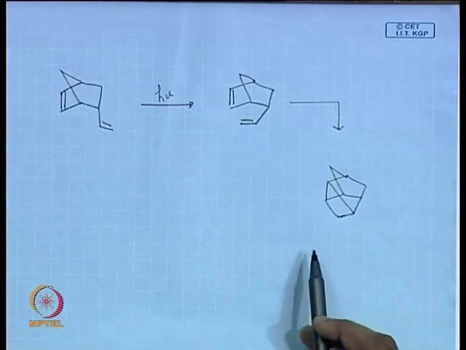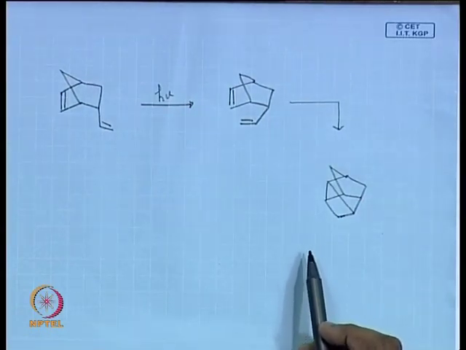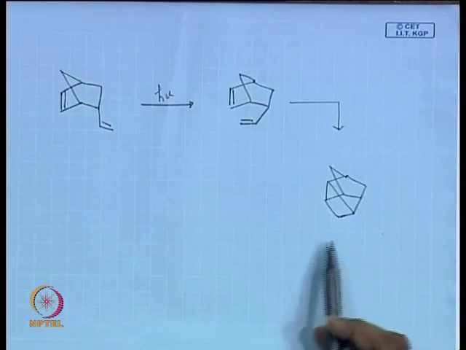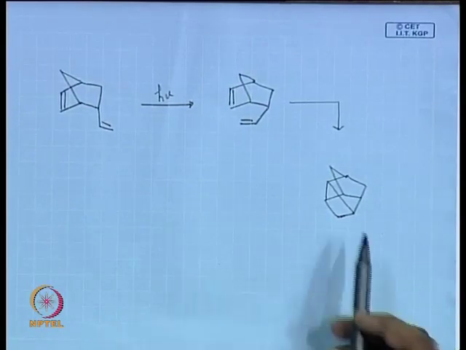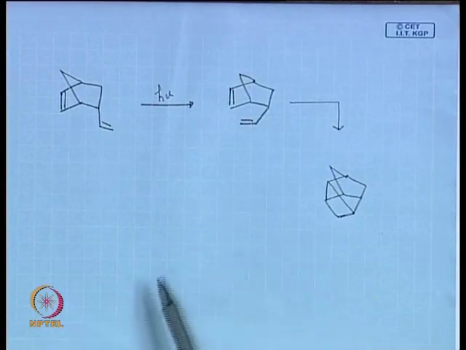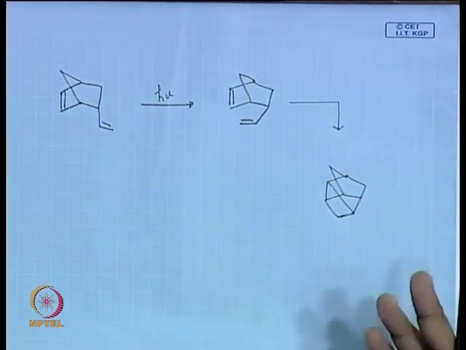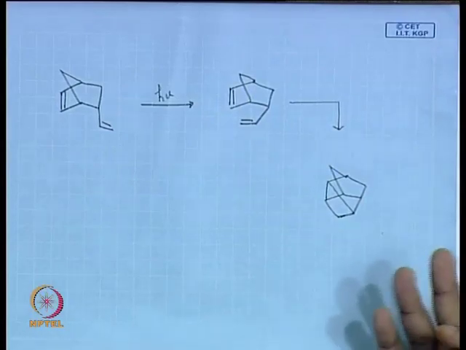So it's a very nice cage molecule. It looks like a bucket. It's a very nice cage molecule. A lot of cage molecules can be made like this. These are simple chemistries. You just have to shine light, and the yields are mostly greater than 90%.